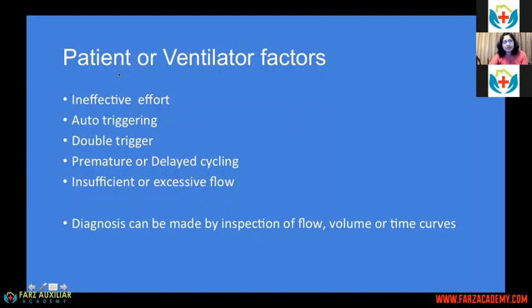So let's see the common factors either on the patient side or on the ventilator side. This is most commonly due to ineffective effort by the patient. We'll come to the details of that. The next is auto triggering and double triggering. The other term is premature or delayed cycling.